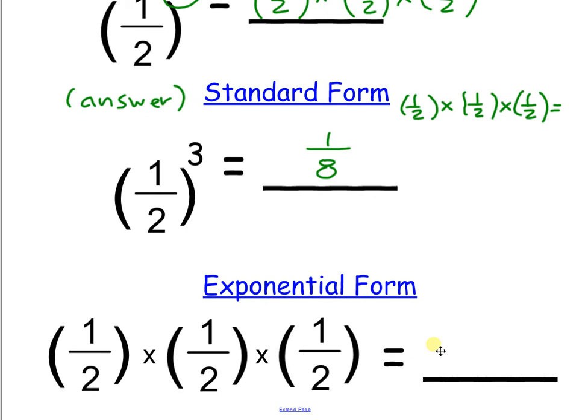Last but not least, we have exponential form, so we're looking for the exponent. So my base is 1/2, and it's being multiplied times itself once, twice, and 3 times for an exponent of 3, and that's your answer there.